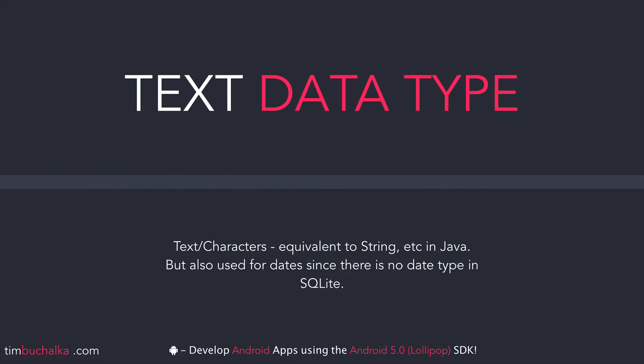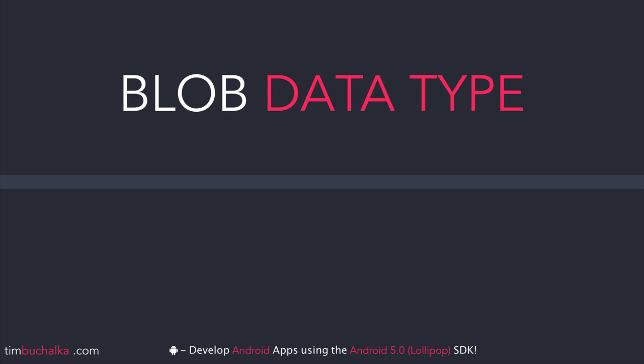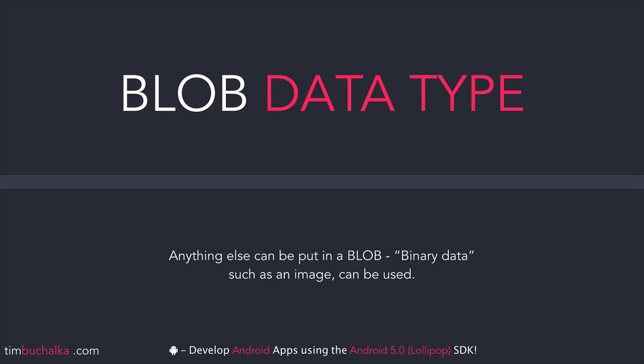Text data type. This is text and characters. A good example of a good fit is a string in Java; you'd want to use the text data type to store that in a SQLite database. It's also used for dates, since there is no date type in SQLite, so we'll be talking about that later. Lastly, the blob data type. This data type is very useful for binary data, for example, an image. Something that can't be represented as text or a number, you could use this. As I said, an image is a great example of the use of a blob field.